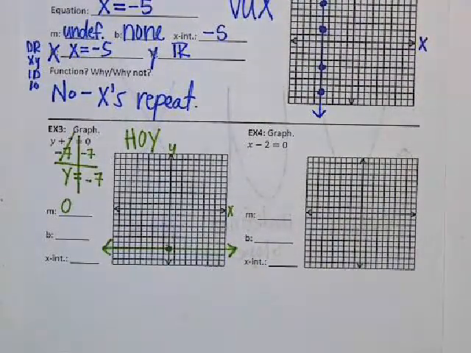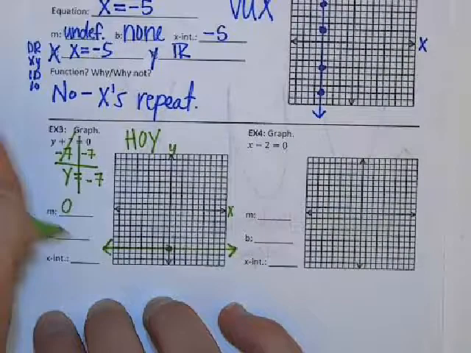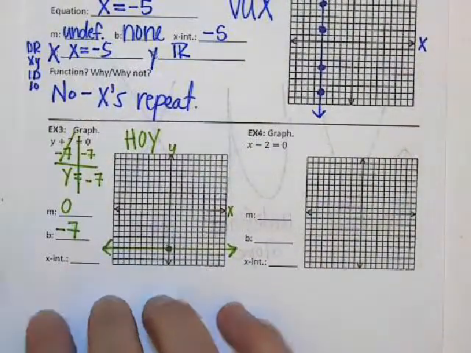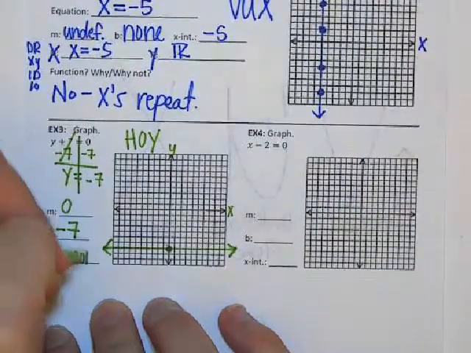Okay, B stands for? Y-intercept. Does it cross the y-axis? Yes, where? Negative 7. Does it cross the x-axis? No. So my x-intercept is none.